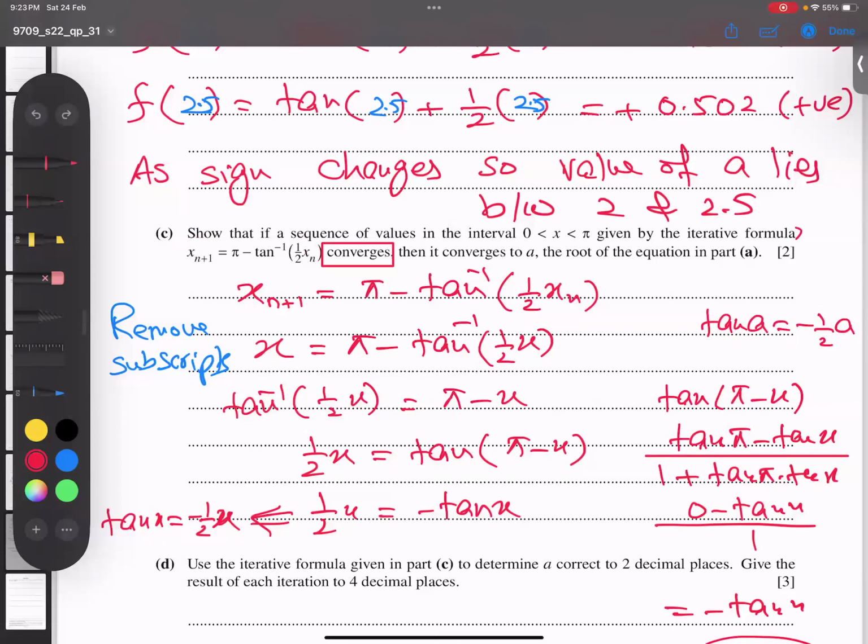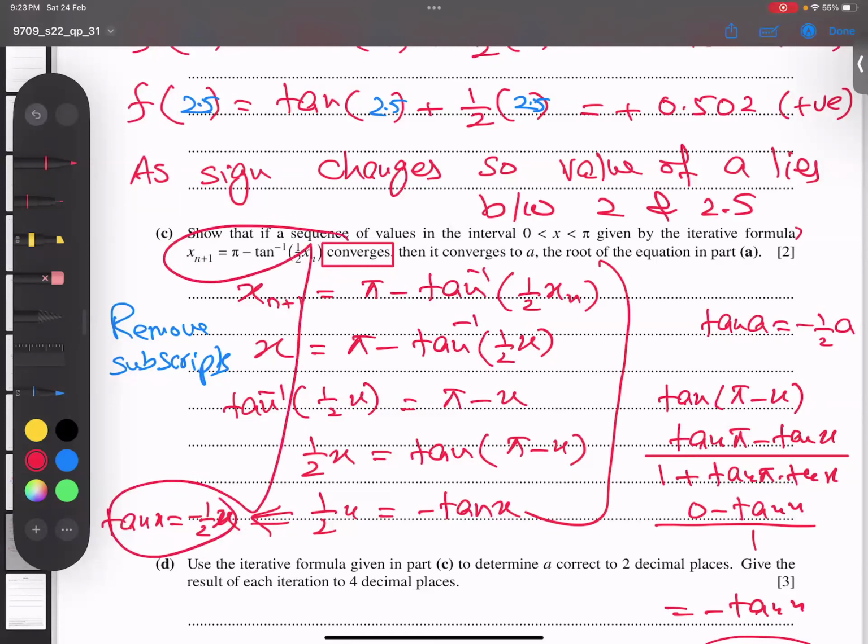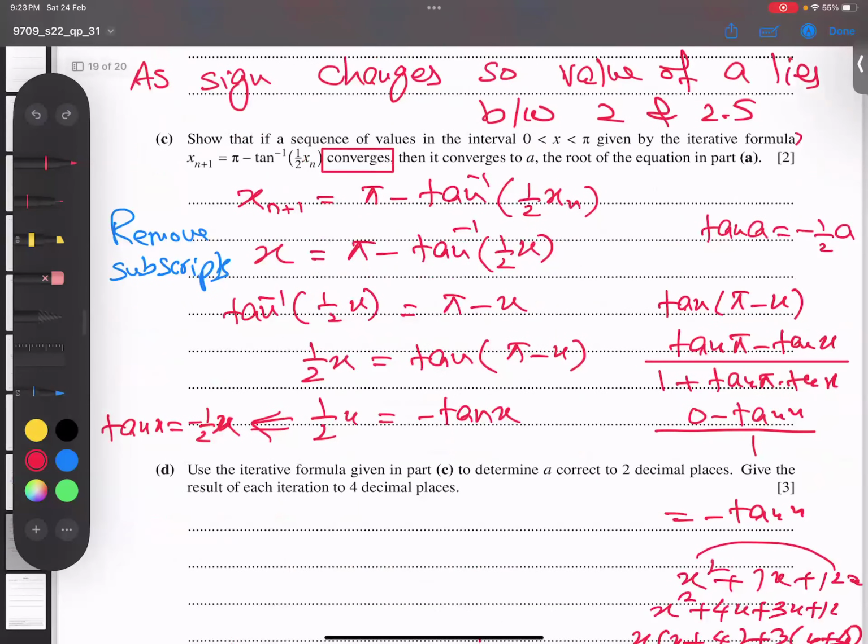And how can we convince them? I reshuffled it and converted this equation into this format. As I converted from this to this format, I can make an important statement: it converges to the root of part A.